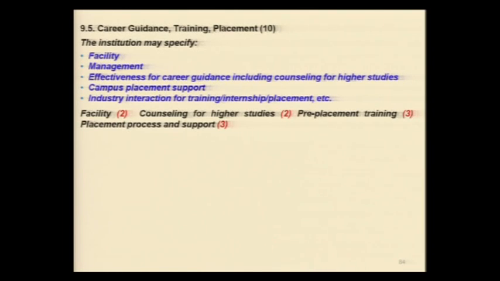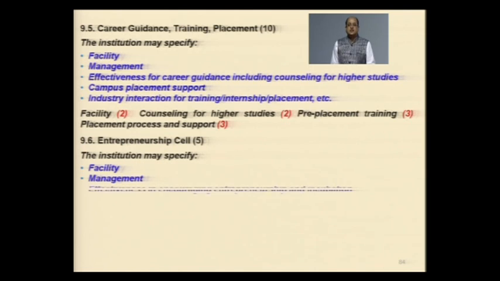Career guidance, training and placement, these three things, how these are looked at, whether there is a provision to have these things in the institution. If the provision is there, how these facilities are managed. If they are managed, how effective are these facilities. There are three sets. These will be seen by the evaluators and the program when they prefer for accreditation.